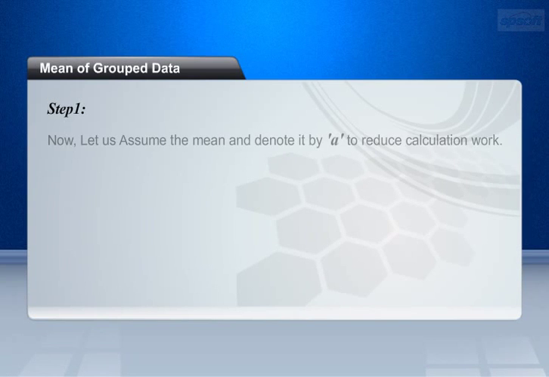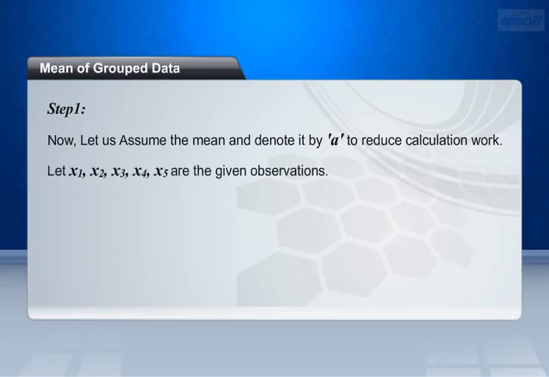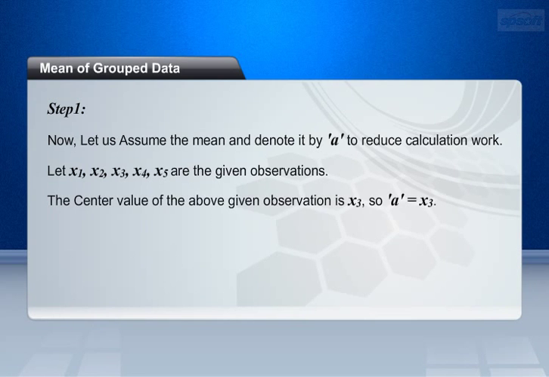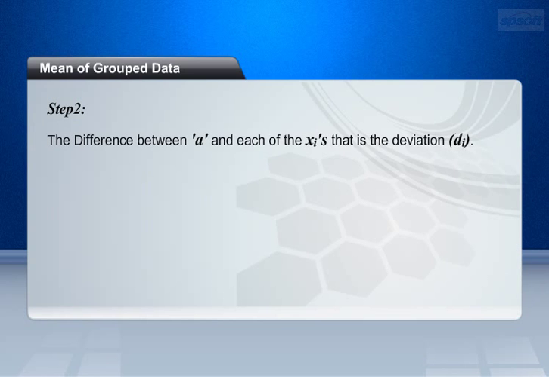Step 1. Now, let us assume the mean, and denote it by A to reduce calculation work. Let x1, x2, x3, x4, x5 be the given observations. The center value of the given observations is x3, so A equals x3. Step 2. Calculate the difference between A and each of the xi, which is the deviation, di.